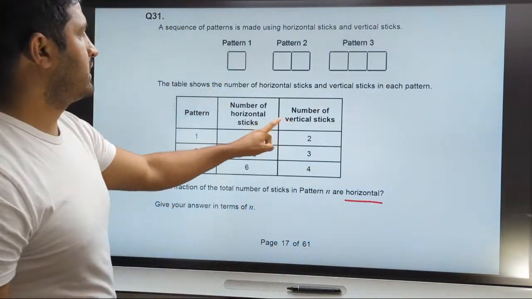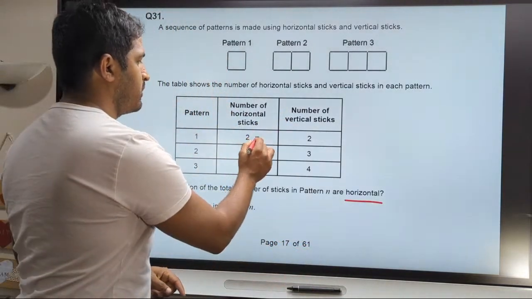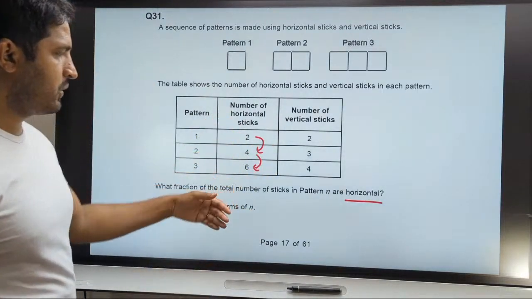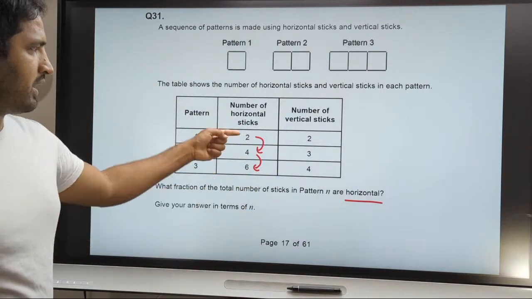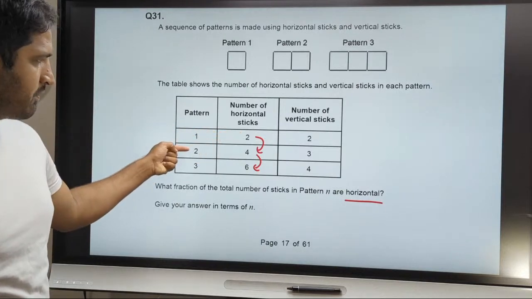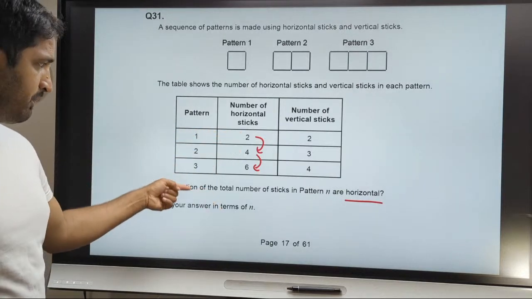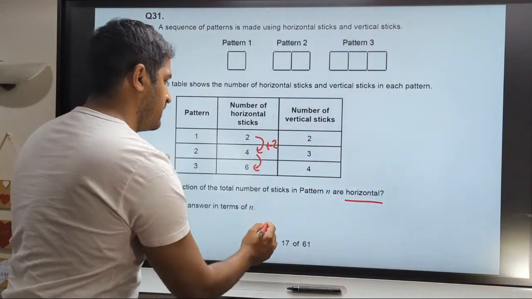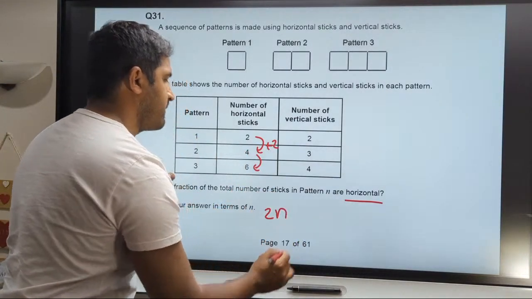So horizontal sticks are these ones. It's going up in twos: 2, 4, 6. You're adding 2 every time. So the first pattern has 2, the second pattern has 4. So pattern n, if you continue going n, because we're going up in twos, it's going to be 2n.